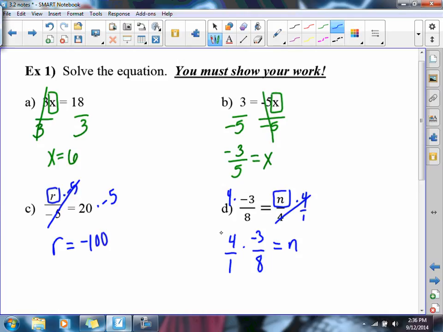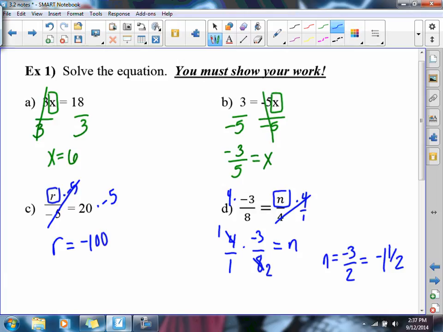If I multiply across, I'm going to get negative 12 over 8, and then I have to reduce that. If I cancel, let's see, 4 goes into 8 2 times. So n will be negative 3 over 2 when I multiply straight across. And we want to rewrite that as a mixed number, negative 1 and 1/2.